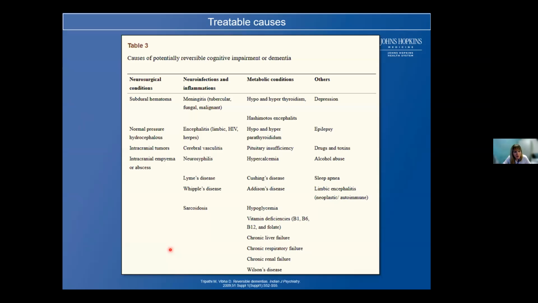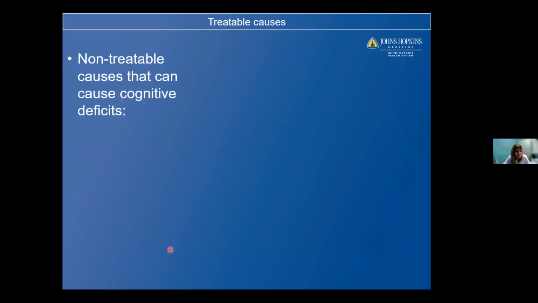So I showed you the most common treatable causes of dementia, but this list goes on and on, as demonstrated here in this table. Just keep in mind that any space-occupying lesion or infectious process involving the brain or meninges can potentially manifest clinically with cognitive changes. So basically, we have to keep in mind that any space-occupying lesion in the brain can give you those symptoms.